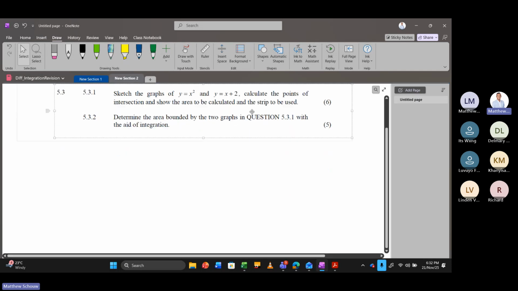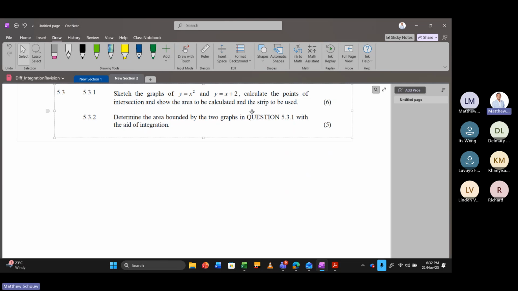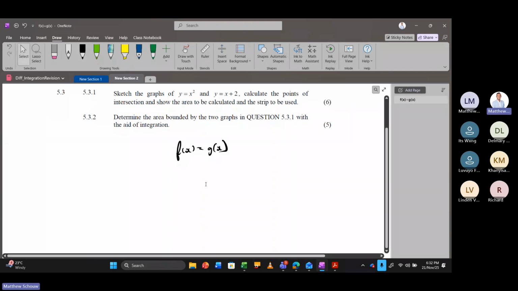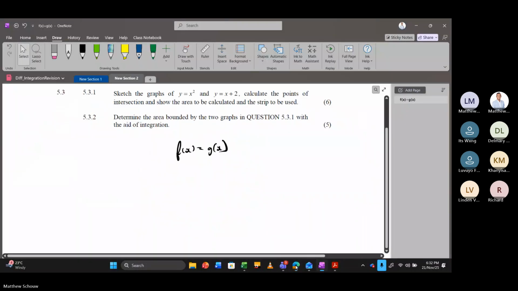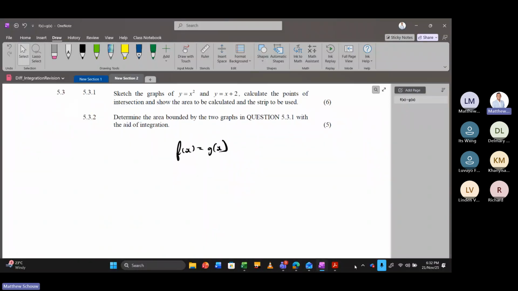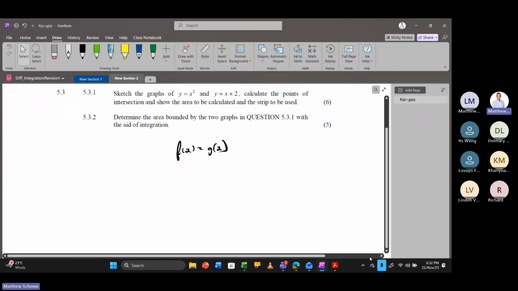Try to do number 6. Then you can just check. Shouldn't take you that long to do. What's also important, calculate the point of intersection. Like I said, to calculate point of intersection, you make the one graph equal to the other graph. I hope that's clear to you. All right, I'll give you 3 minutes and then we'll move on. And guys, if you're unsure, please ask.